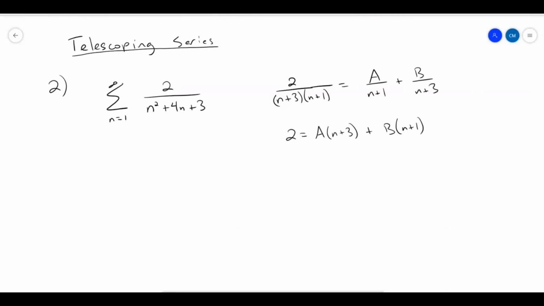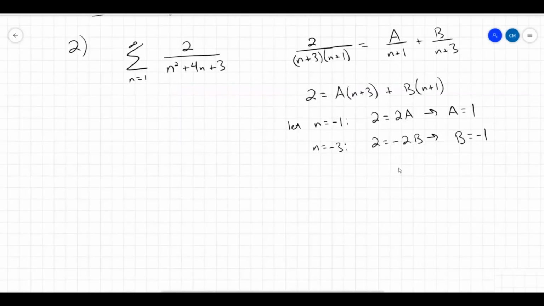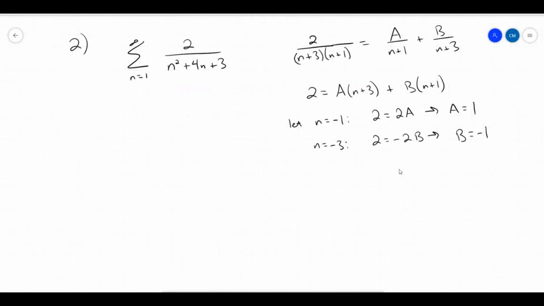So here we can let, for example, n be equal to, let's say, -1. And if I do that, I get 2 is equal to 2a, right? So a is equal to 1, right? And then let's let n be equal to -3. And if I do that, then I get 2 is equal to -2b, and so b is equal to -1. Okay? So that's, like I said, hopefully a pretty straightforward partial fraction decomposition.